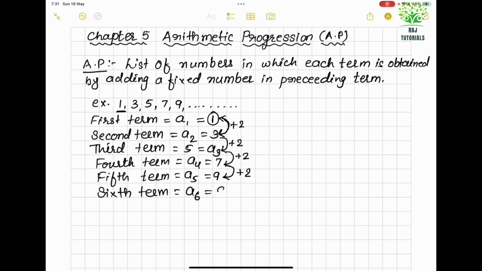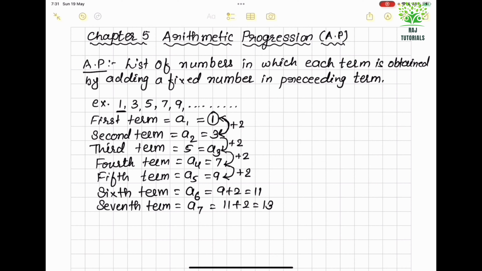Now if the sixth term is asked, A6 will be 9 plus 2, so that will be 11. 7th term A7 will be 11 plus 2, so that is 13. So this way I can find as many terms as they have asked me.